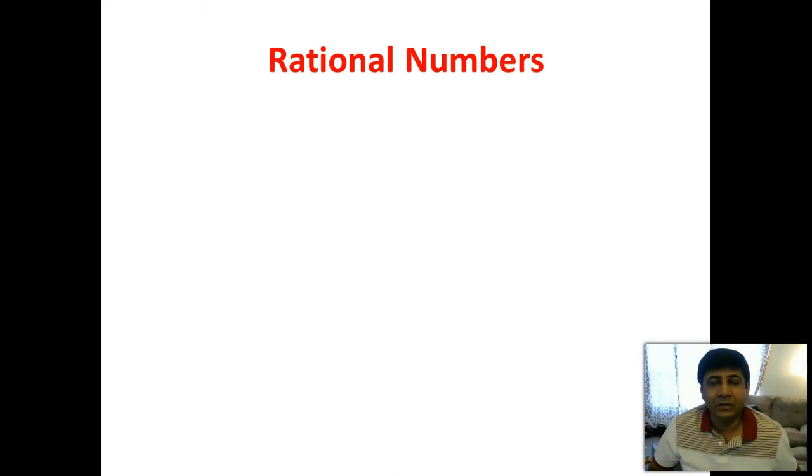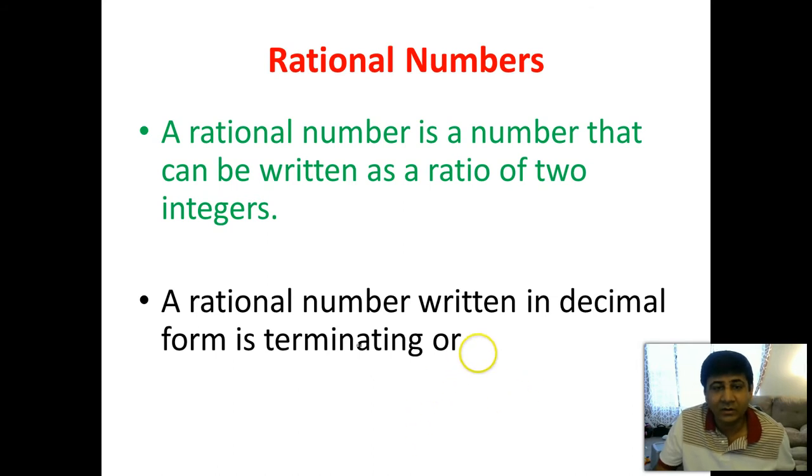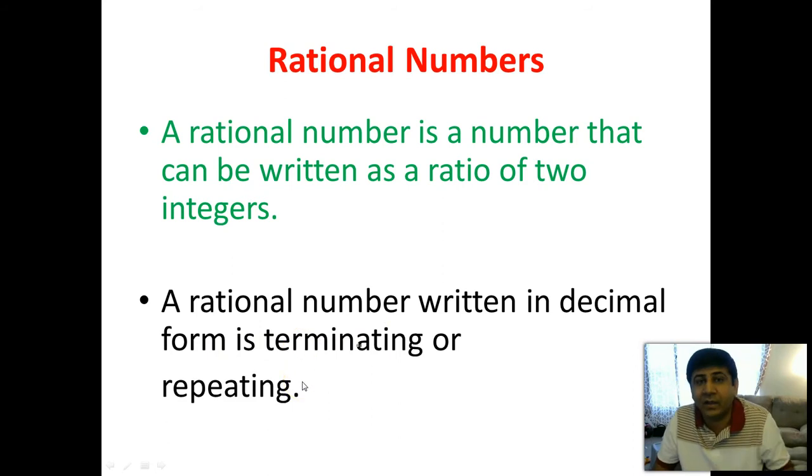Let's start with the introduction to the rational number. Simply speaking, a rational number is a number that can be written as a ratio of two integers. So if you have two integers and we form a division or a ratio, then as a result we will get a rational number. Now a rational number we can also write in decimal form. If it is really a rational number, then its decimal form will either terminate or it will just keep repeating. So a rational number written in decimal form is terminating or repeating. I will explain it later on.